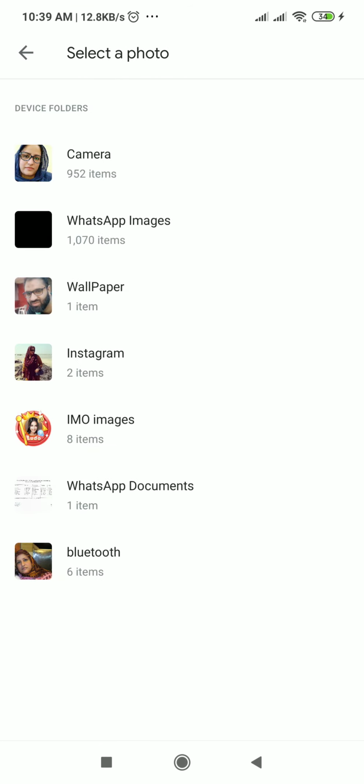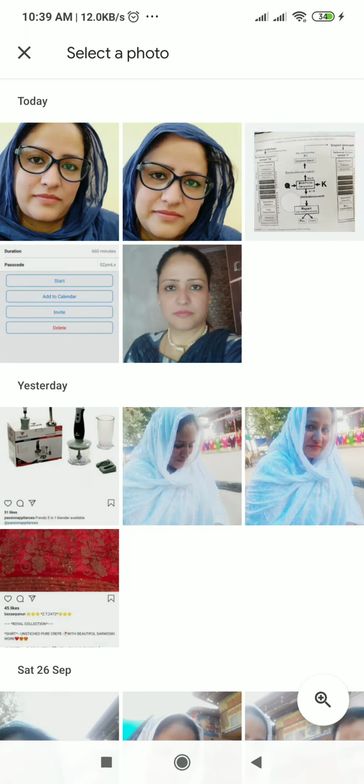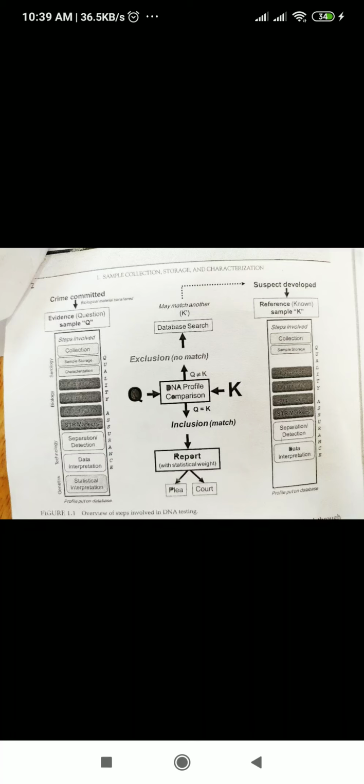So this is how we proceed. I have taken the camera, it's here. As you can see on your whiteboard or screen, first we have to characterize the steps which are involved in DNA testing. First overall is the evidence, what we found at the place where the crime was committed, and second will be our suspect, whom we will develop.